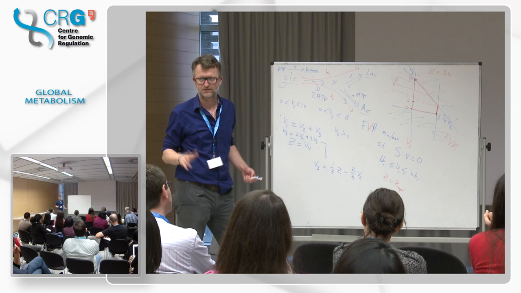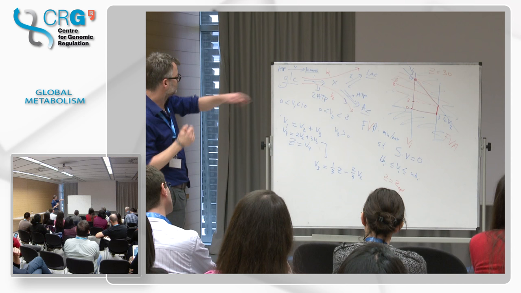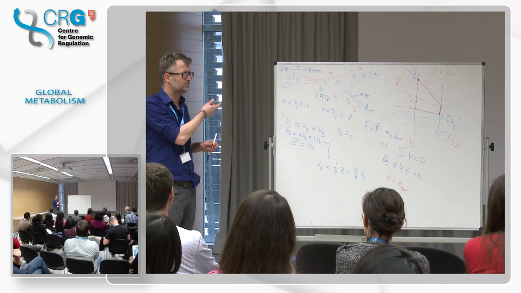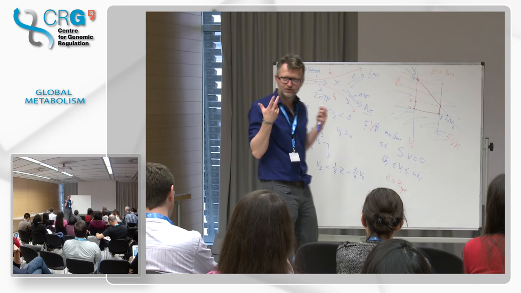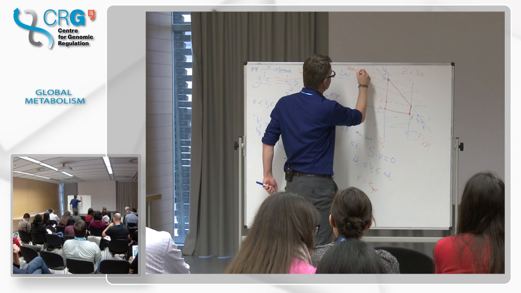And another thing that I want to point out using this example is a concept that I find very useful in using these models, because the last time I want to spend on is what can you do with these models and how can we use them in these big models. And it's called a reduced cost. It's basically a sensitivity analysis.